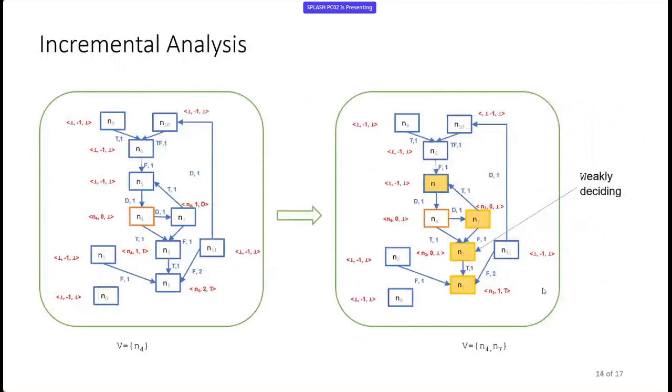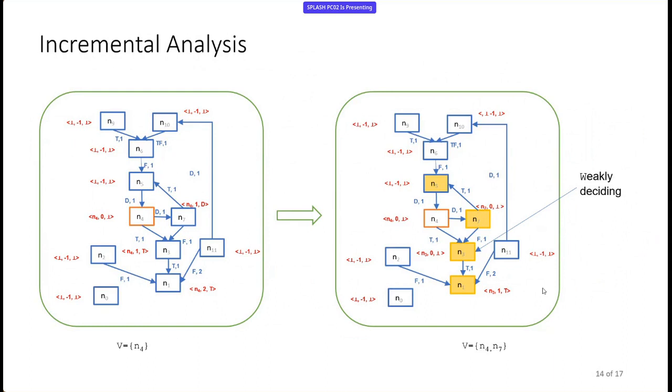Now, how can we compute it incrementally? Suppose we had analyzed this graph when our v includes only node n4. All these states are due to initializations, but since we have node n4, we start with n4 0 bottom, implying that n4 is the trivial v path, and then the data flow analysis moves forward and updates the values according to the data flow equations.